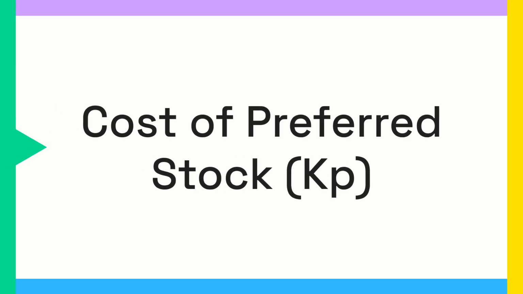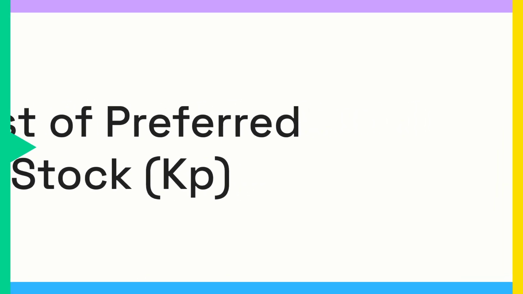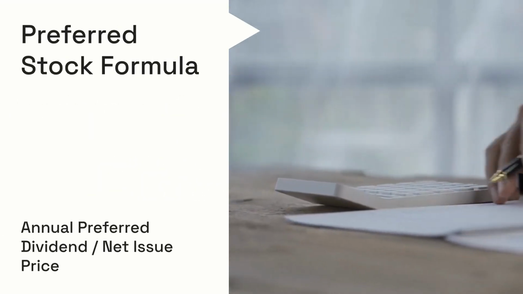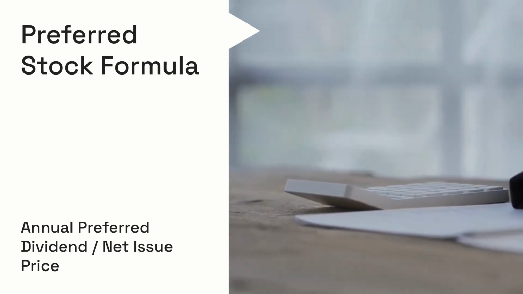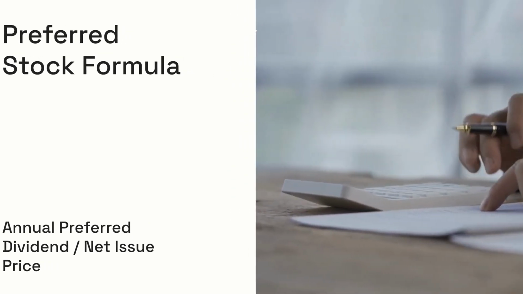Finally, let's look at the cost of preferred stock, KP. Preferred stock pays fixed dividends, making its cost calculation straightforward. The cost of preferred stock is calculated by dividing the annual preferred stock dividend by the net issue price, which is the price after flotation costs.